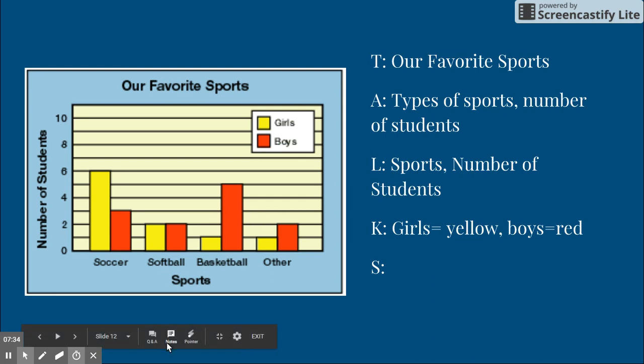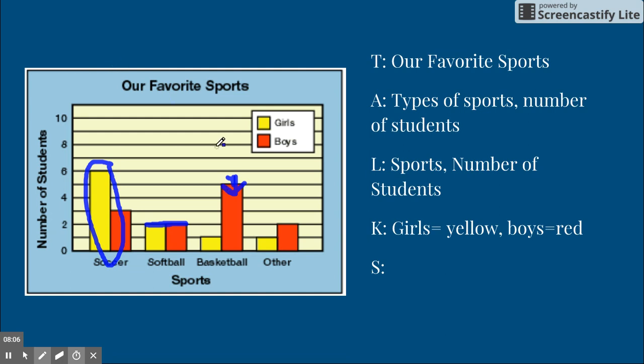And so some possible examples that you could choose for this, you could say that more boys liked basketball than girls did. Significantly more. Right here we had 5 boys compared to 1 girl that liked basketball. But then in comparison over here, we've got a lot more girls that like soccer than boys do. Or you could say that softball had the same number of boys and girls that like it.